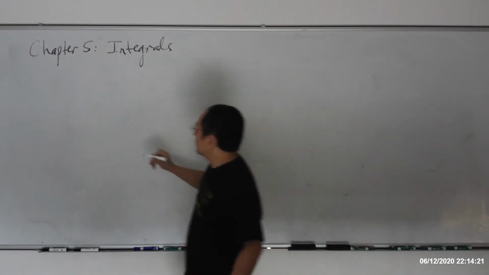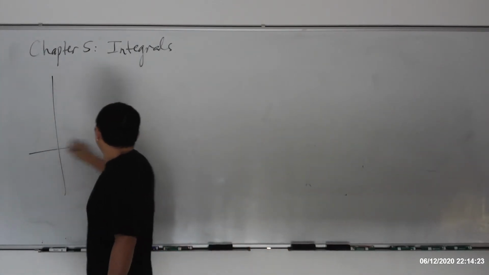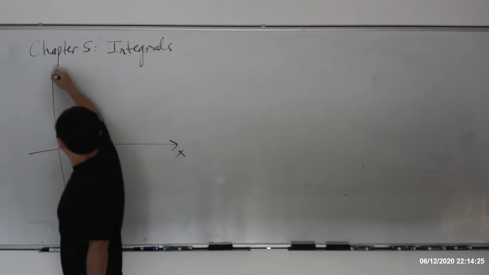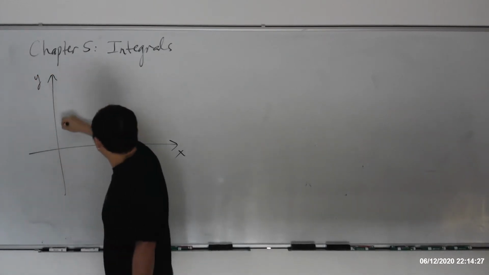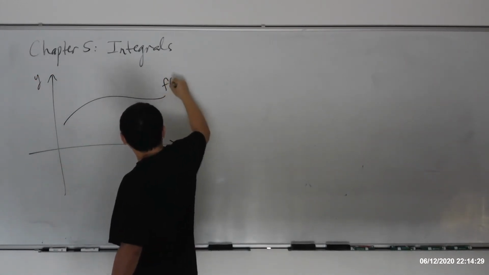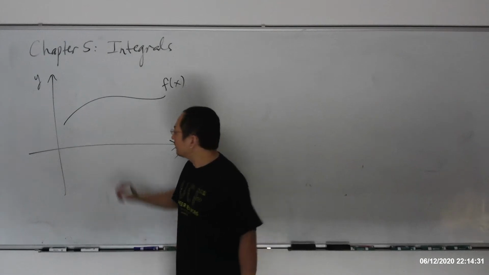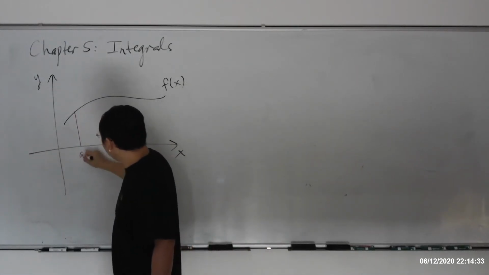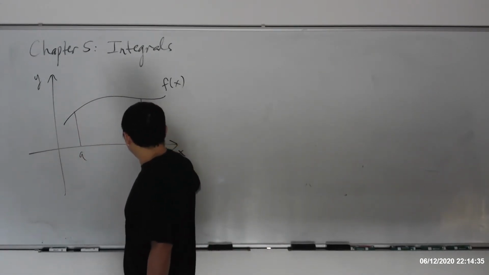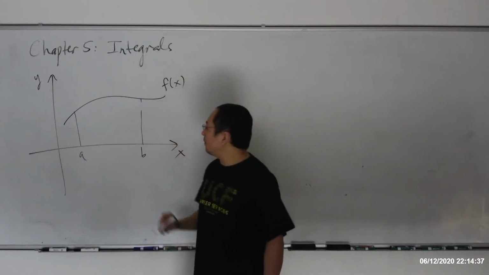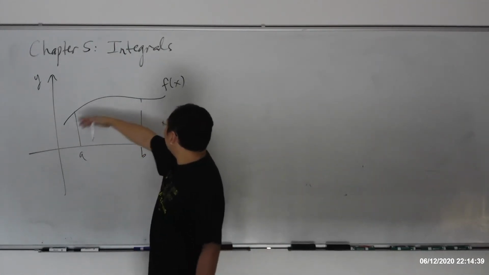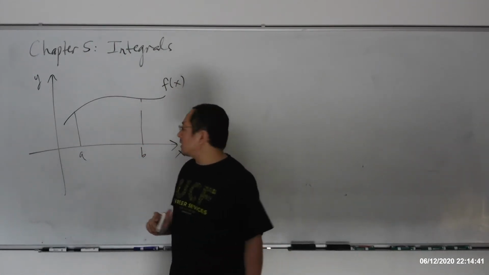Let me start with this. Say you have the x-axis right here, the y-axis right here, and you have a function f of x in here. Let's call it f of x. Okay? And this is point A, this is B. In this example, I give you the function f above the x-axis.